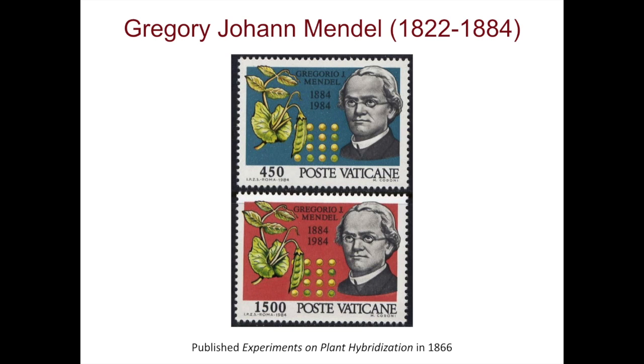This brings us to the founder of modern genetics. Here, Gregor Mendel is memorialized on a stamp from the Vatican commemorating the 100th anniversary of his death. Mendel proposed a new theory of inheritance in his paper Experiments on Plant Hybridization, which was published in German in 1866. His ideas did not receive the attention they deserved until after his death, but since they had been rediscovered at the turn of the 20th century, his influence on biology has been immense.